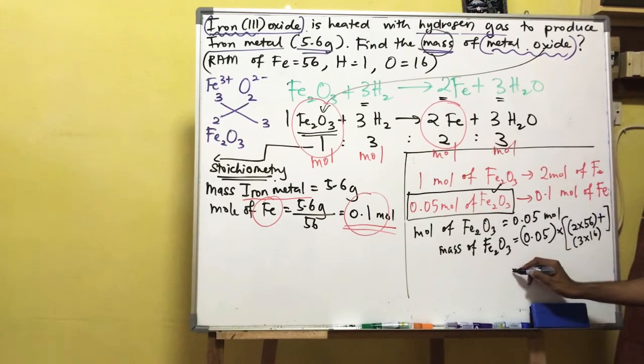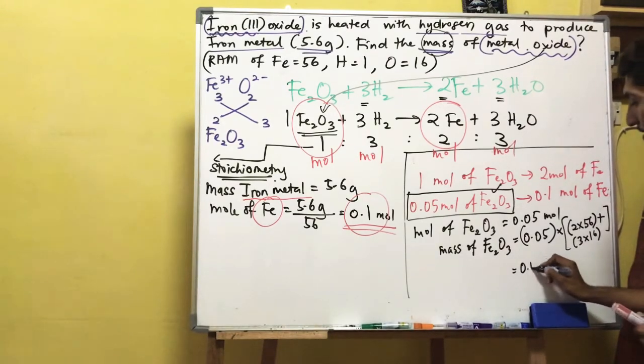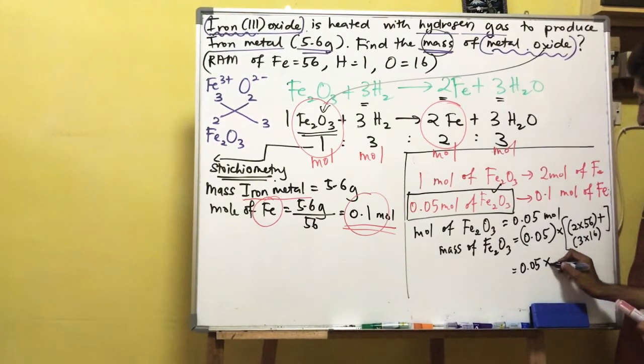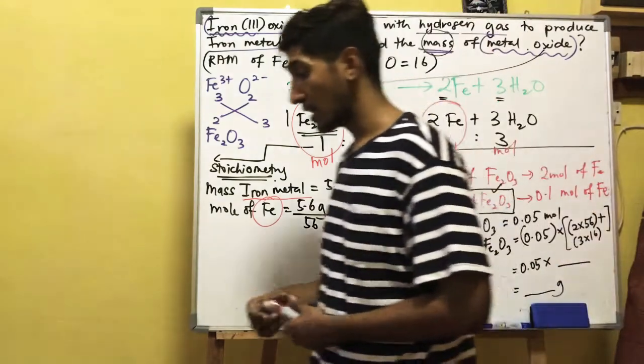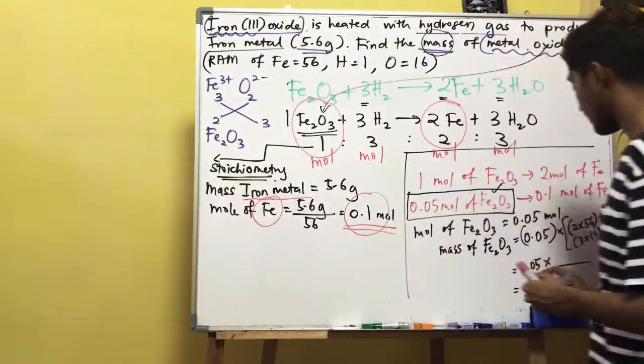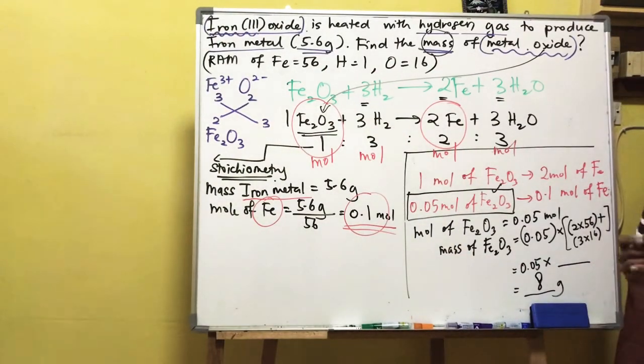So how much are we going to get? So 0.05 times by this, the answer that we're going to get, and the final, this is the mass of Fe2O3 that we're going to get, which supposedly would give you 8 grams.